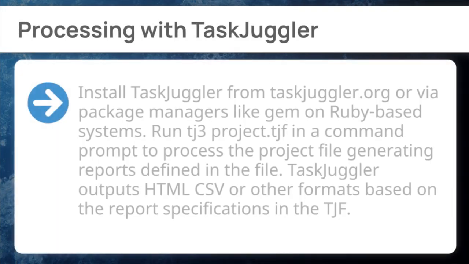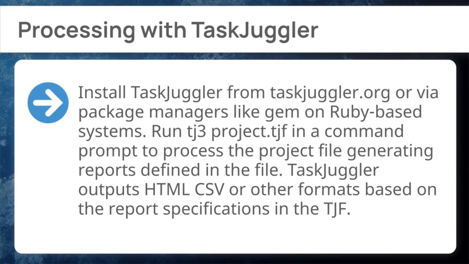First, processing with TaskJuggler. Install TaskJuggler from taskjuggler.org or via package managers like Gem on Ruby-based systems. Run tj3 project.tjf in a command prompt to process the project file, generating reports defined in the file. TaskJuggler outputs HTML, CSV, or other formats based on the report specifications in the TJF.